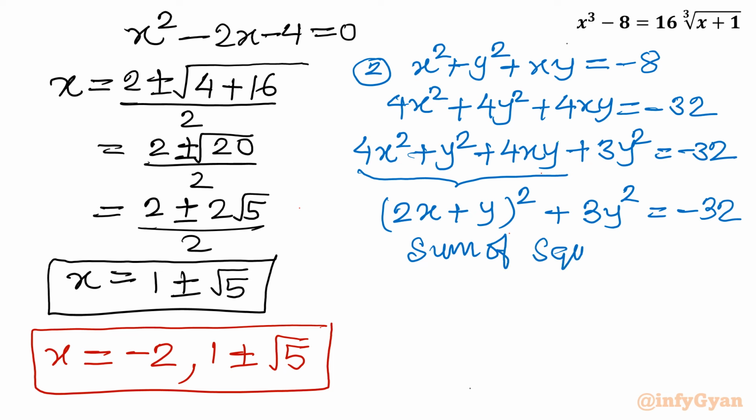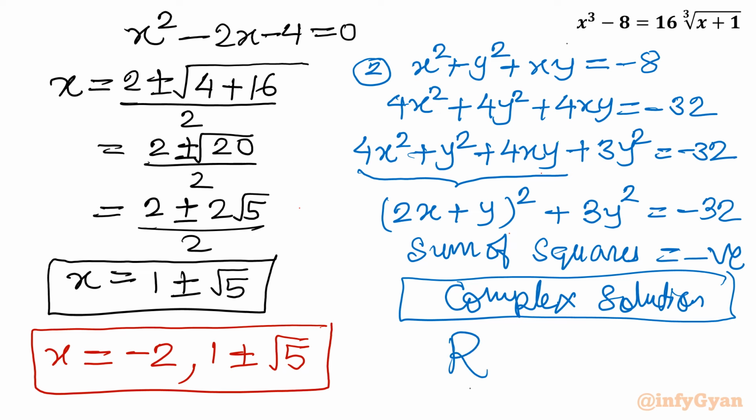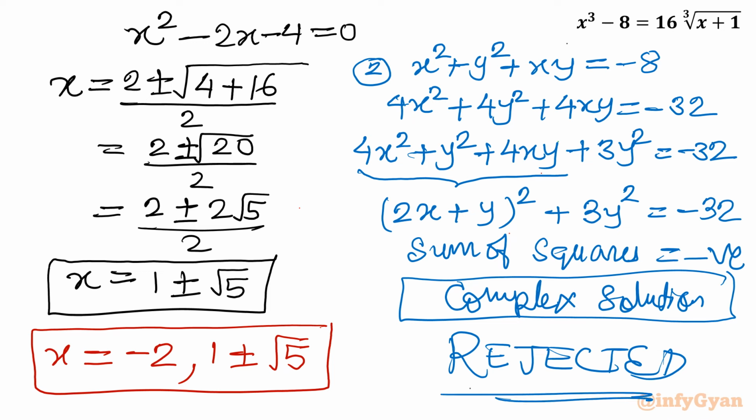Sum of 2 squares, if I am getting a negative value, that means a complex solution will come out. So we will write over there, from this equation we won't get any real solution. So this equation is rejected. So overall, we have calculated 3 solutions, minus 2 and 1 plus minus square root 5.